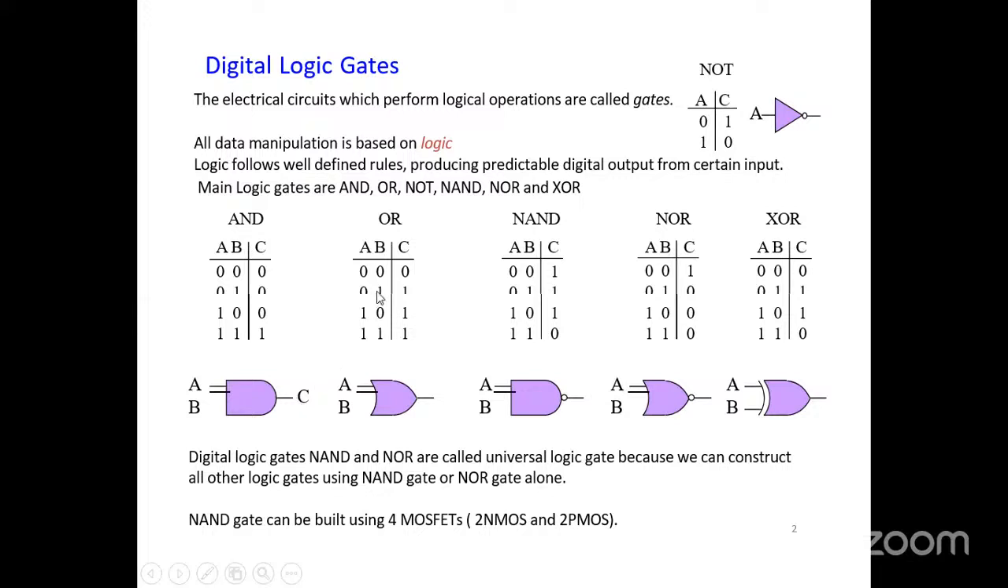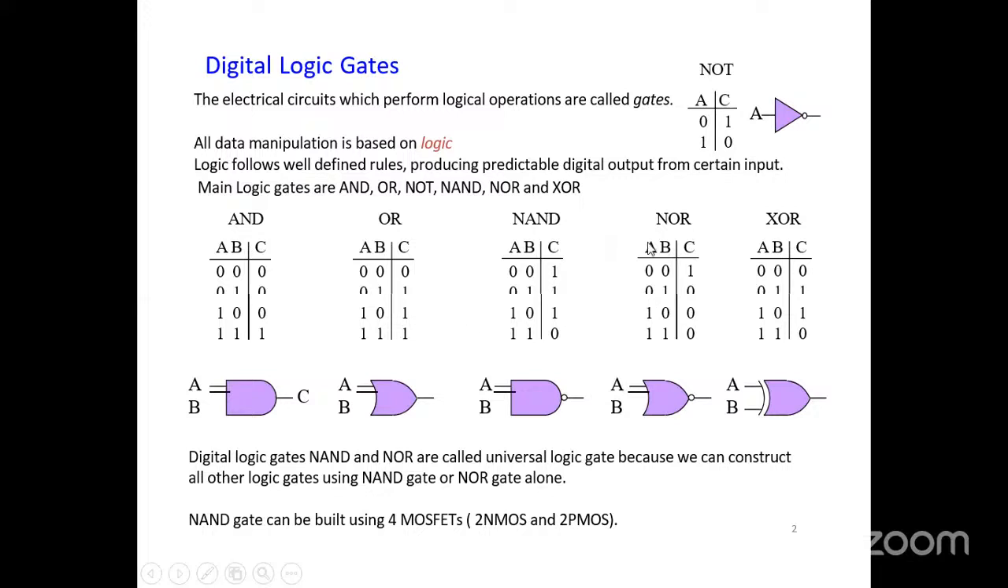In a similar way, for the OR gate, if A or B is 1, then the output will be 1. This OR gate is built accordingly. Whereas for the AND gate, if a negation is added, then you will get the output negated.